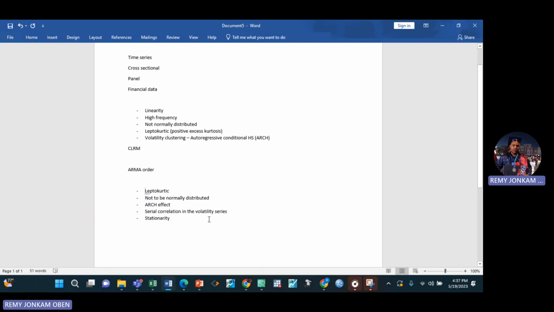So this is what we should expect when checking the properties. We expect to have leptokurtosis. We don't want it to be normally distributed. We expect to have ARCH effect. We expect to have serial correlation in the volatility series. And because we are using returns, we expect it to be stationary. If we find this kind of results, then we cannot model it using traditional methods. We have to use the Garch-type models. Okay, let's check together.